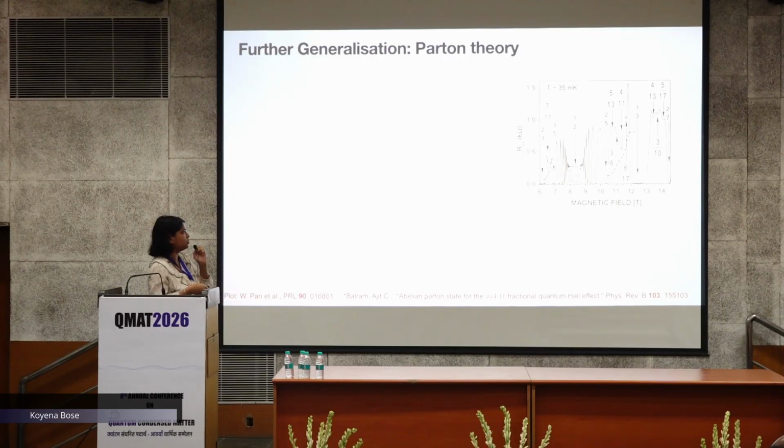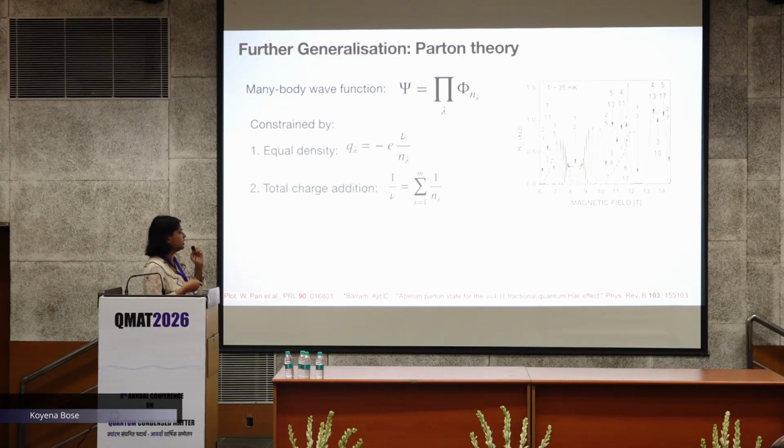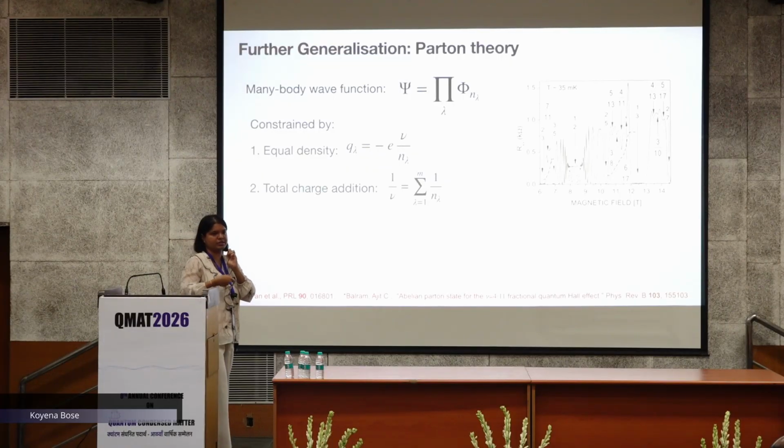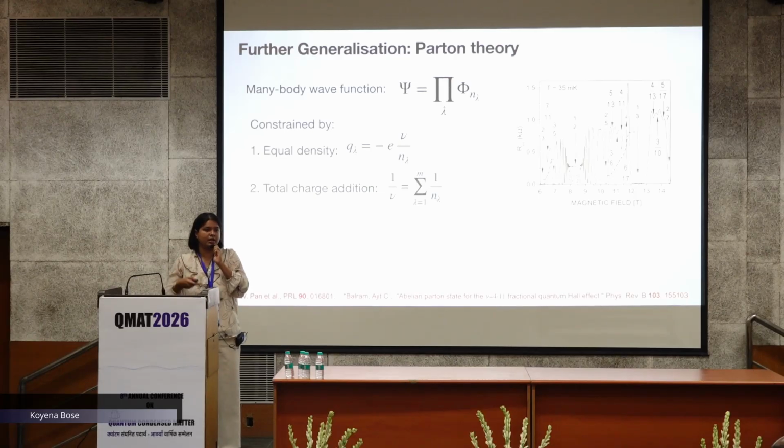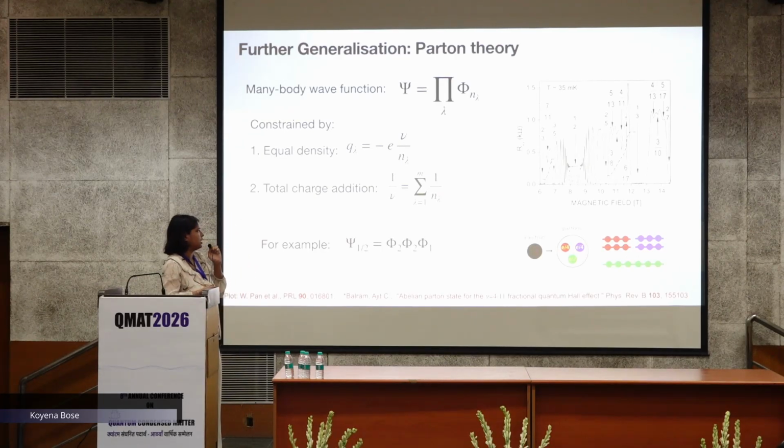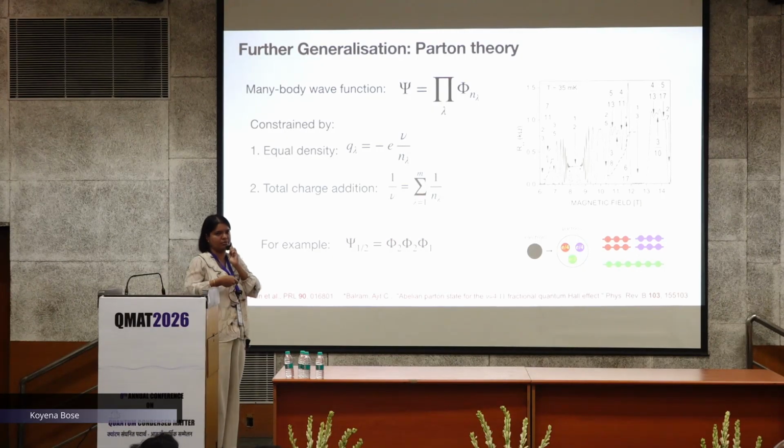But as sample quality improved, many filling fractions beyond the Jain sequence were observed, and that called for a more general theory, which is known as the parton theory. So what composite fermion does is that it puts a restriction that each electron needs to have an even number of flux vortices. Now we take another approach where we say, I will break my electrons into partons, each of which will have different fractional charges, and they will fill their individual integer quantum Hall states, and together I'll put them back and write the many body wave function. So this is also a many body wave functional ansatz, just in a different approach.